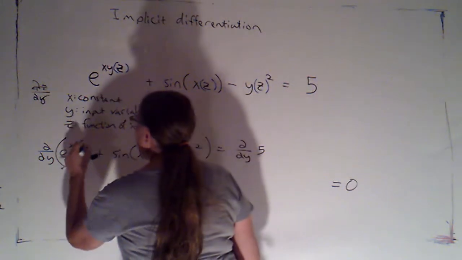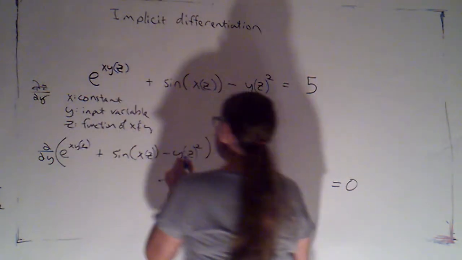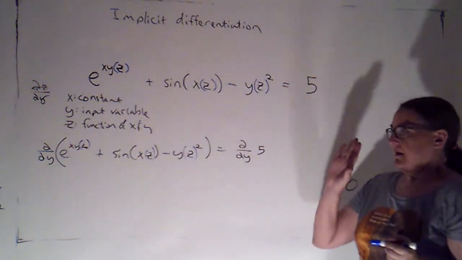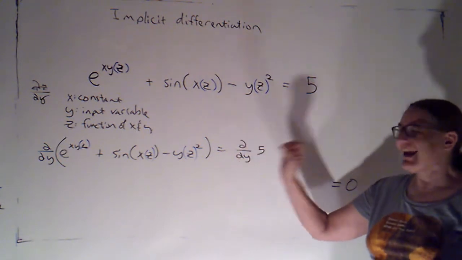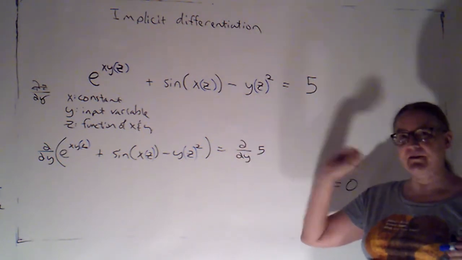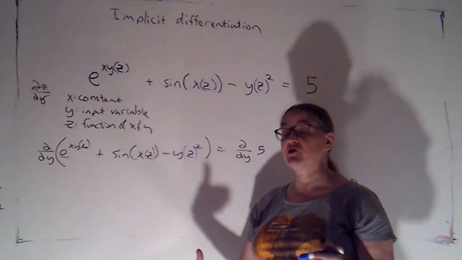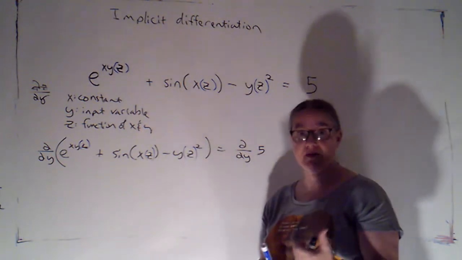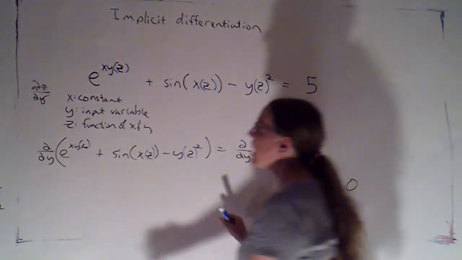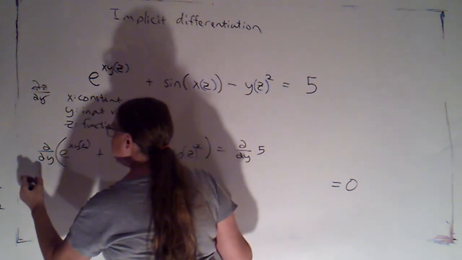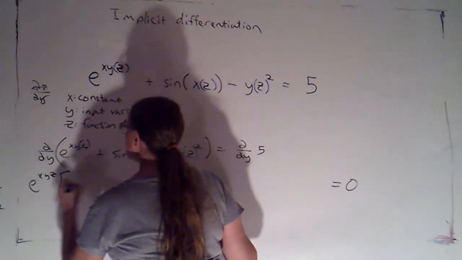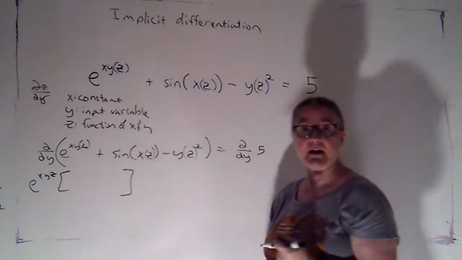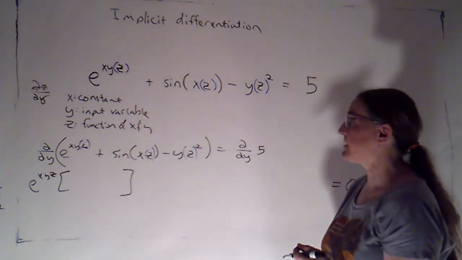Okay. I like to put parentheses around my z just to remind me that's a function, and so anytime I'm taking the derivative of something with a z in it, I'm going to have to use the chain rule and get the partial of z with respect to y. All right, so here we're going to get e to the xyz times the derivative of xyz, the partial derivative with respect to y.